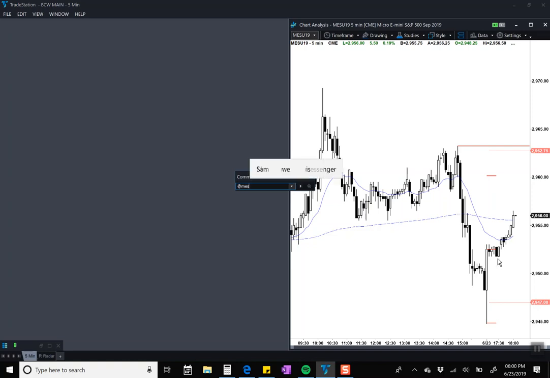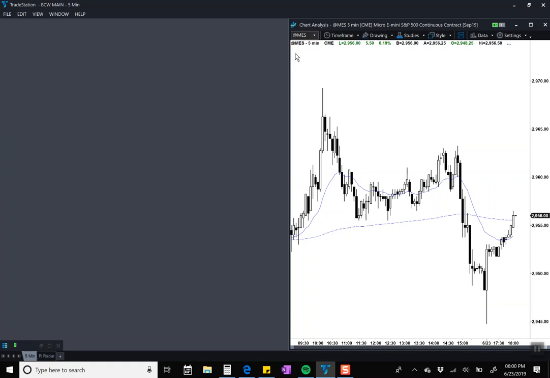Now I'm going to go to the continuous micro, and that was the micro contract. So this is just the continuous contract. And as you people that trade futures know, you have, on TradeStation, I'm assuming most brokers do this, TradeStation has a continuous contract, and what that means is it will continuously roll over. It'll roll over to the next contract.